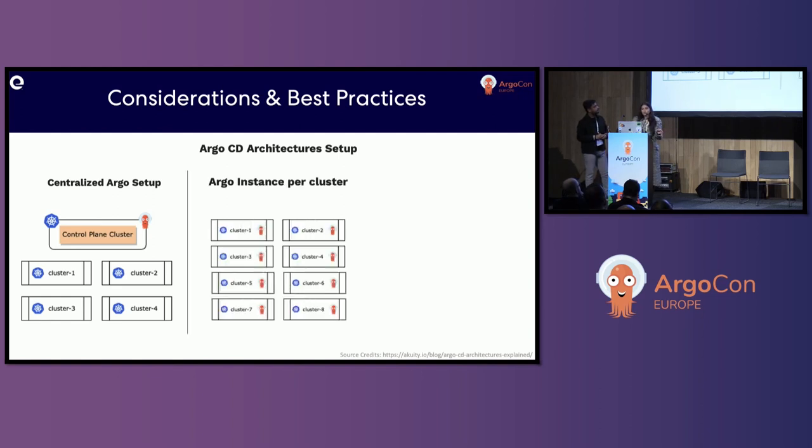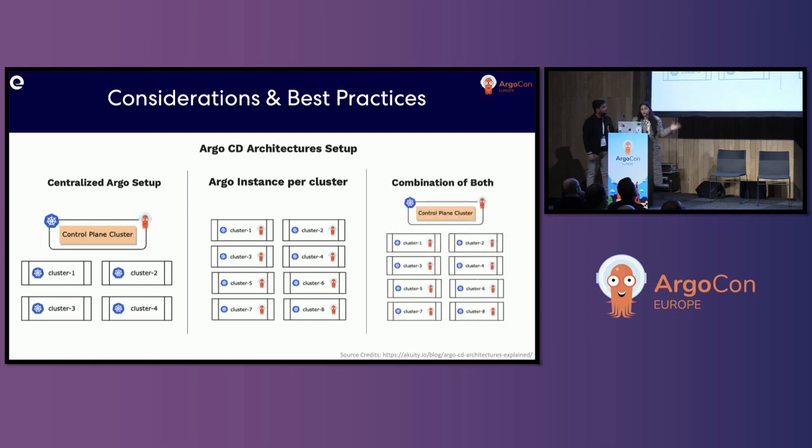Next, we have the Argo CD instance per cluster. In this configuration, each Kubernetes cluster has its dedicated Argo CD instance. This setup is useful when clusters are operated independently and there's a need to isolate the deployment control and resources for each cluster. Last, we have a combination of both. This approach involves a mix of centralized and decentralized Argo CD instances, allowing for a balance between centralized and decentralized management.